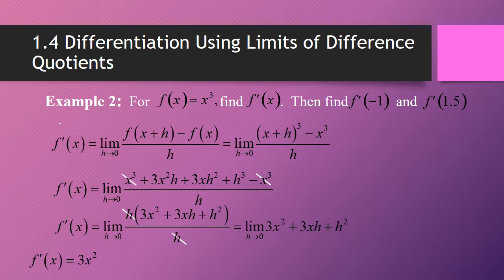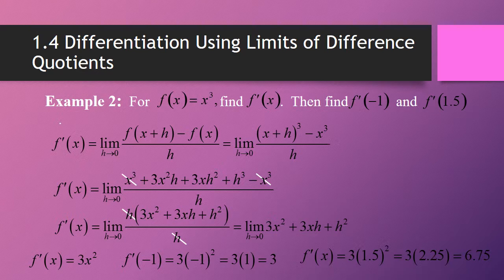Okay, so here's the process. Cubing is a little bit more difficult, a little bit more involved. You do have to do x plus h times x plus h times x plus h, so there's a little more to it. But again, notice that the x cubes have canceled out. The h in the denominator cancels out, which allows us to take h to 0, and then putting in -1, we get 3, and putting in 1.5, we get 6.75.